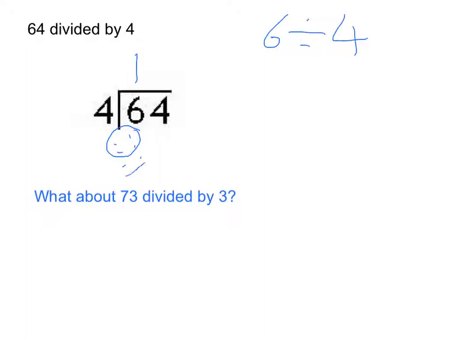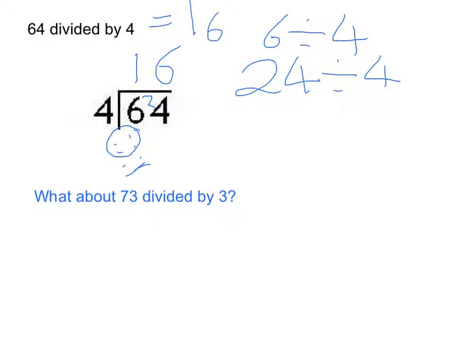But we've got 2 left over. We've got a remainder of 2. And we can't just ignore that. So we give the remainder of 2 next door to the 4 to make it 24. So my next step is 24 divided by 4, which gives me 6. So the answer to 64 divided by 4 is 16.